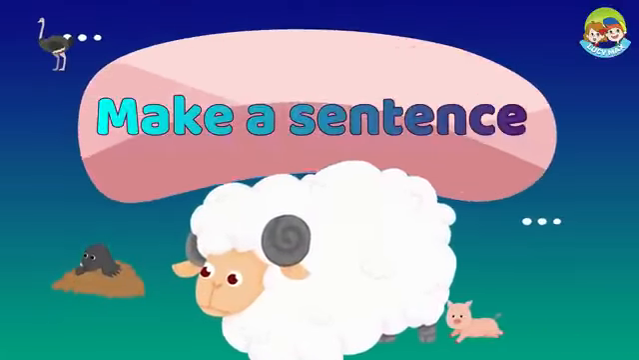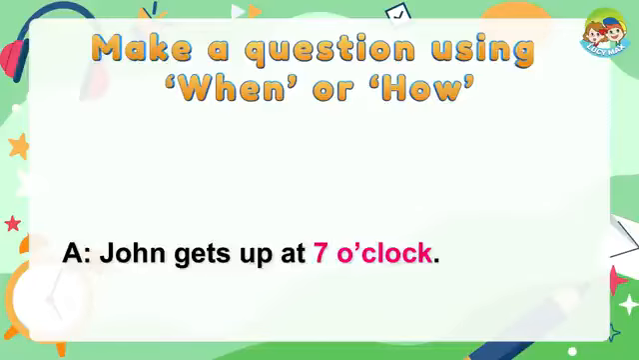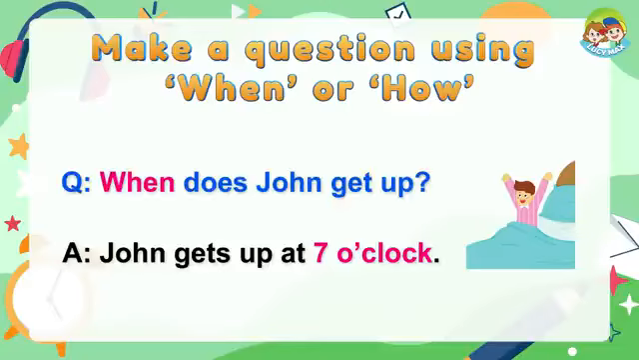Make a sentence. Make a question using when or how. The answer says, John gets up at 7 o'clock. O'clock is a time, so we use when. The question is, when does John get up?